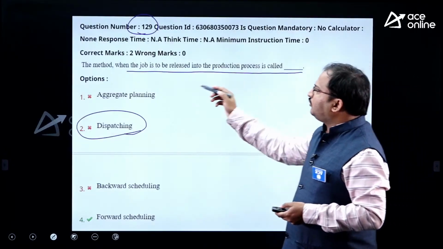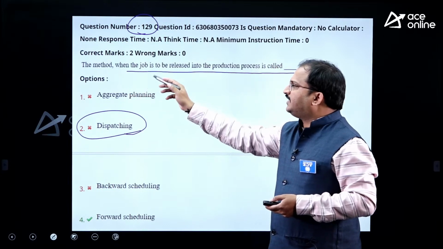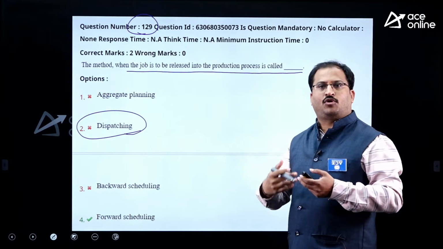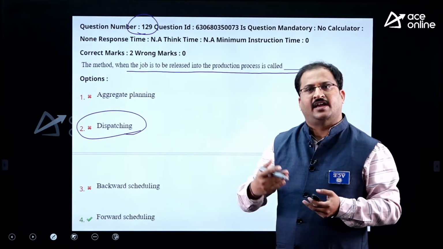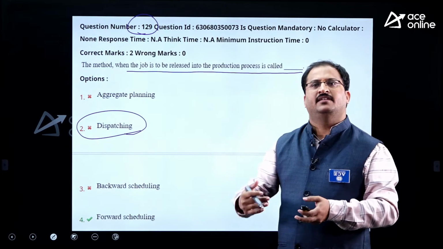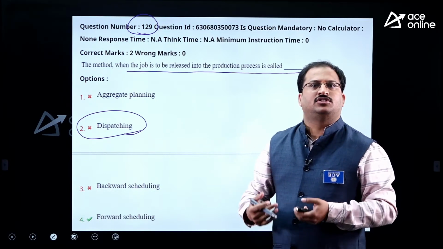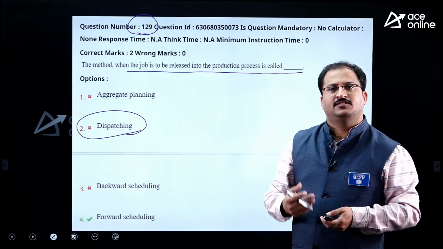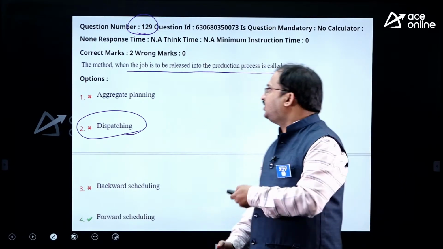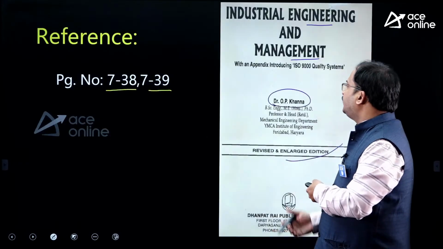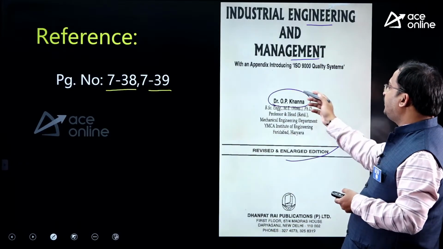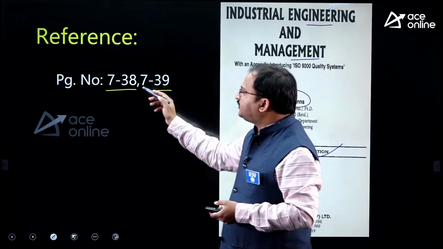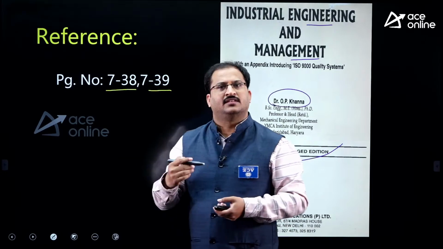In the question also it is given in the same way: the method when the job is to be released into the production process. The job has to be released and go to the worker, and as per the planning it should be produced and the plan should be executed. So dispatching will be the correct answer for this particular question. So you can raise an objection. Once again I will show you the reference book here: Industrial Engineering and Management by Dr. O.P. Khanna, revised and enlarged edition, page numbers 7.38 and 7.39.